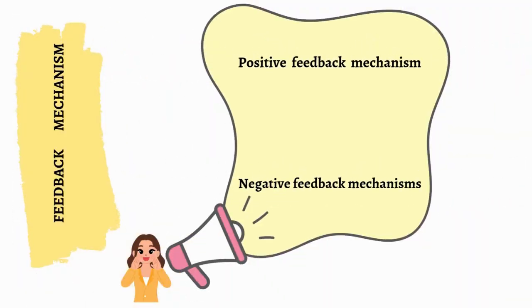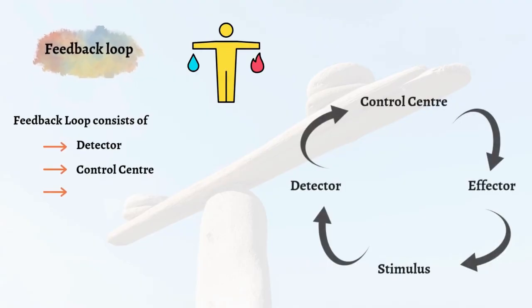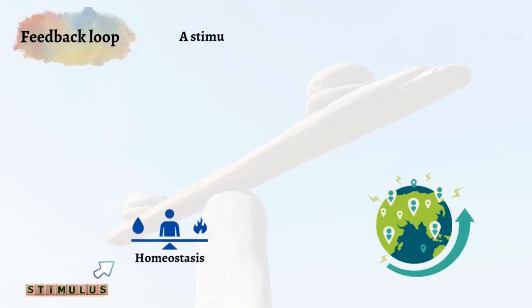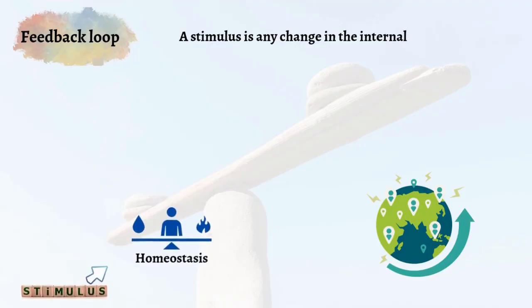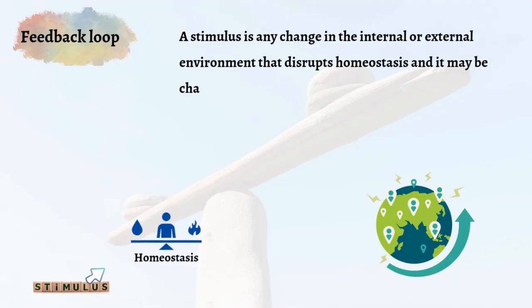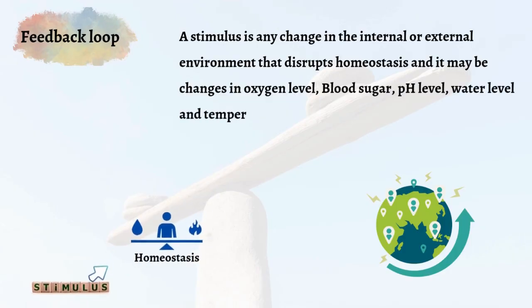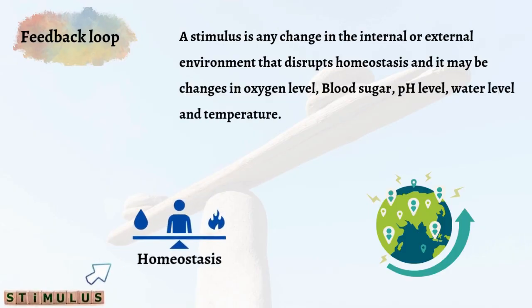There are two types of feedback mechanism. One is positive feedback mechanism, the other one is negative feedback mechanism. The feedback loop consists of detector, control center, and effector. So these are the basic components which are involved in the feedback mechanism. The change in the internal and external environment is called stimulus. The stimulus may be oxygen level, blood sugar and pH levels, water level and internal temperature.